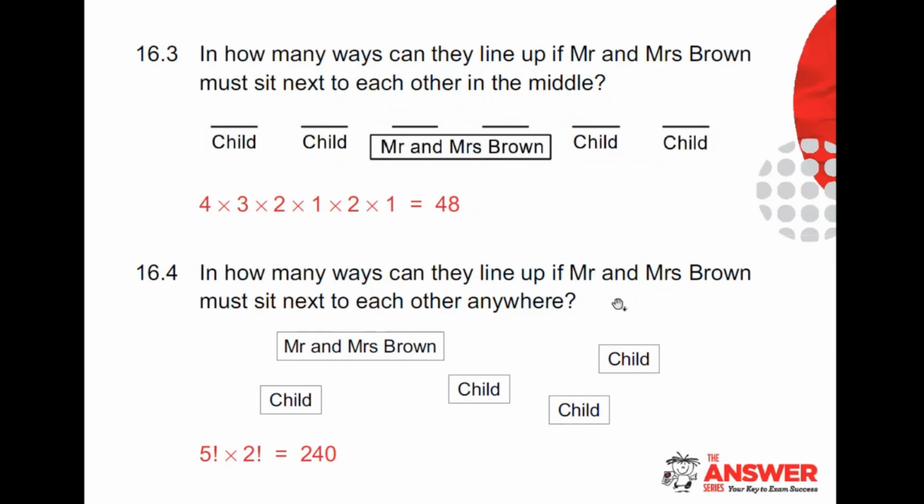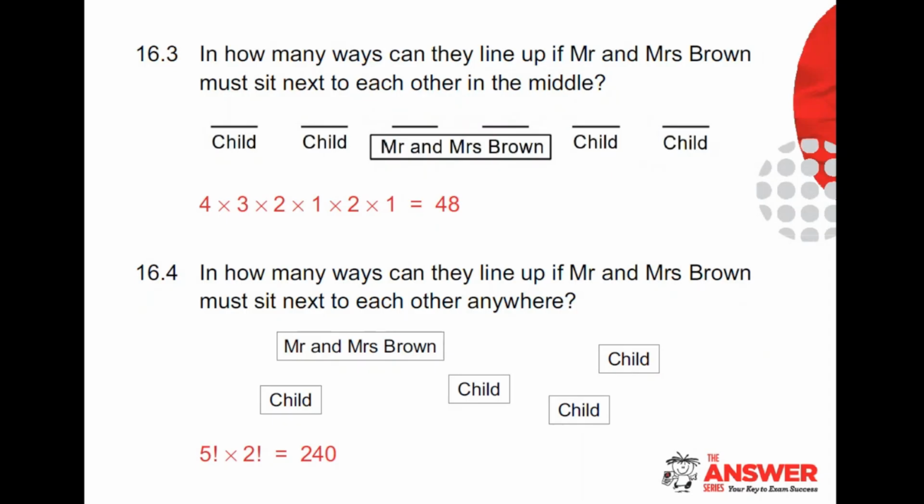Now, this one here, in how many ways can they line up if Mr. and Mrs. Brown must sit next to each other anywhere? Now, I haven't put them with slots because they can sit anywhere. But what I have done is I've put Mr. and Mrs. Brown in a box. So Mr. and Mrs. Brown are holding hands. They're glued together. You can't separate them because they've got to sit next to each other.